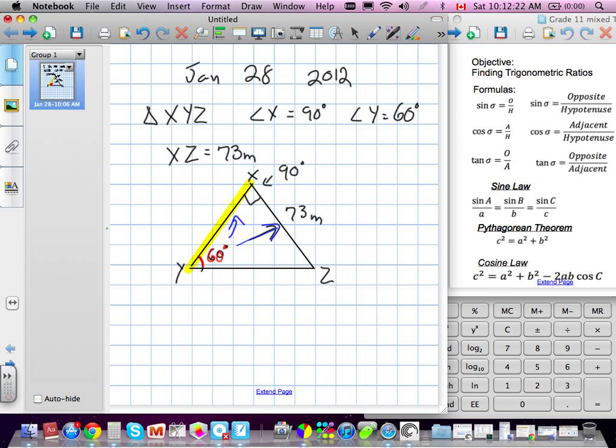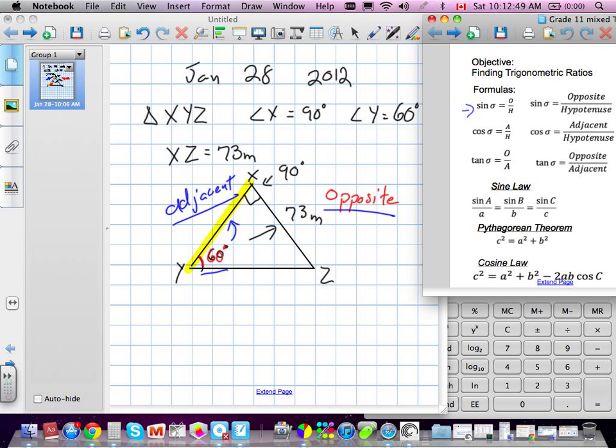So we know that 73 is our opposite side. So I'm going to call that my opposite. And this side here is the adjacent. So if I have an angle and I'm working with opposite and adjacent, which of these three ratios do I want to use? Which one of these three deals with opposite and adjacent? The tan. Tan, that's right. Tan deals with opposite over adjacent. So we're going to deal with the tangent ratio.